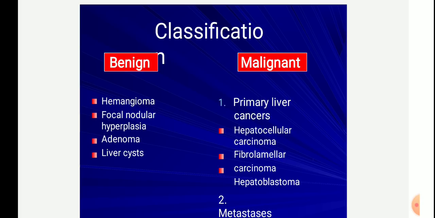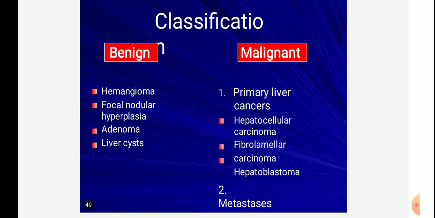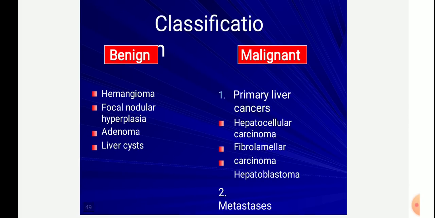hepatoblastomas, and the metastasis. So metastasis is very important because the commonest site of deposits of any primary malignant tumor in your body is the liver. First and foremost, if there is no mets in the liver in a patient with a primary malignancy, then the chances of mets to any other part are very low. So once you rule out mets to liver, you almost invariably rule out mets to any other organ. Such is the commonest site, this particular liver.